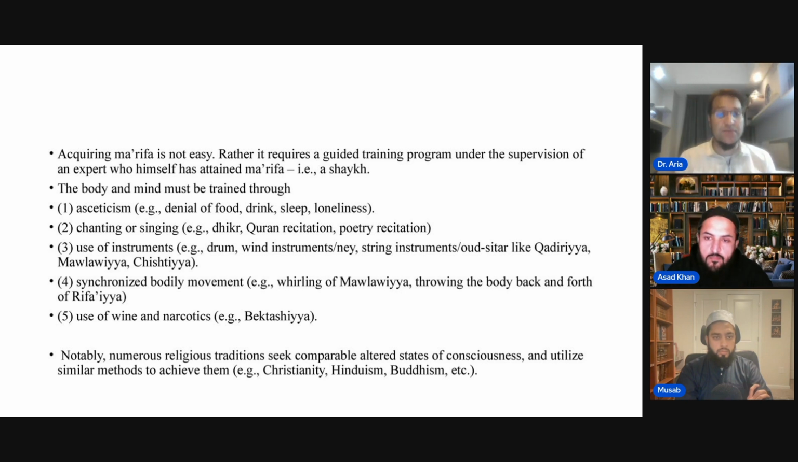It can involve synchronized bodily movements like the whirling of the Mawlawiyya or the throwing of one's upper body back and forth that one finds among the Rifa'iyya. It can also involve the use of wine and narcotics like the Bektashi.